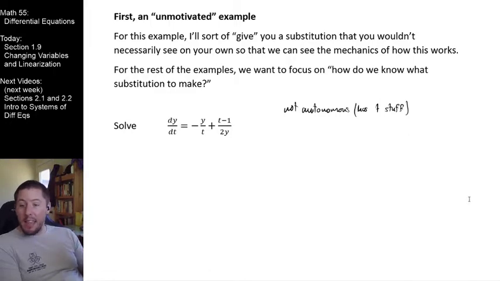There's no phase line that we can draw because there is dependence on both t and on y, so we can't do a one-dimensional drawing of this. The slope field would be a ton of work. That's not the direction that I want to go.